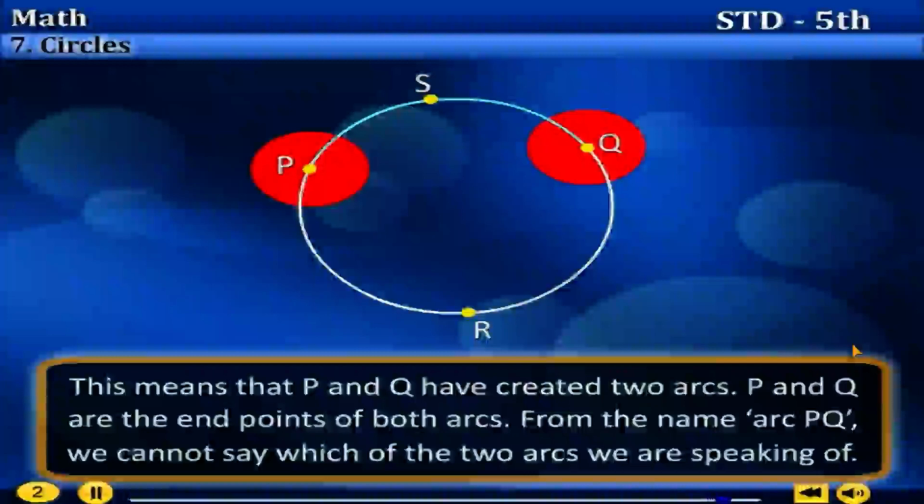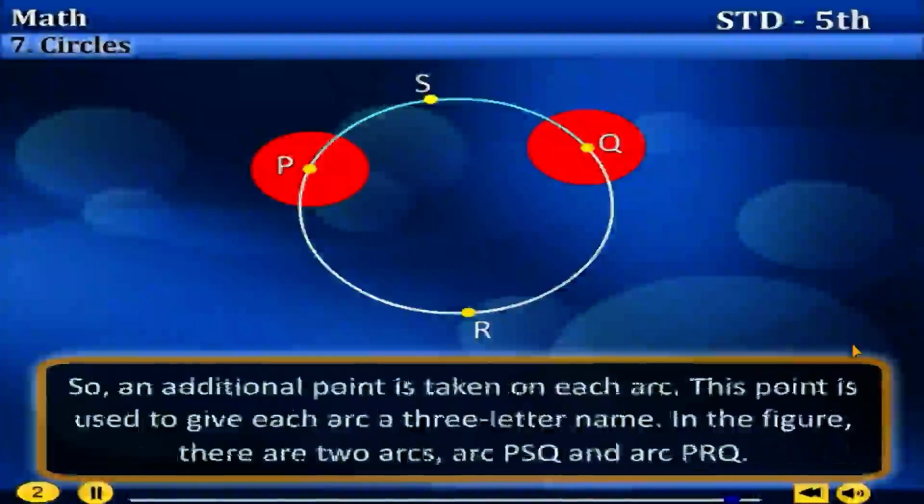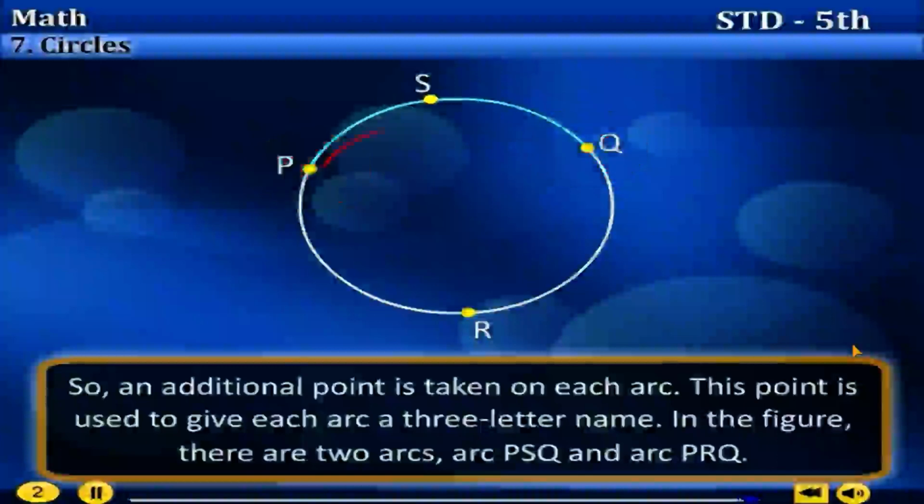From the name arc PQ, we cannot say which of the 2 arcs we are speaking of. So, an additional point is taken on each arc. This point is used to give each arc a 3-letter name. In the figure, there are 2 arcs, arc PSQ and arc PRQ.